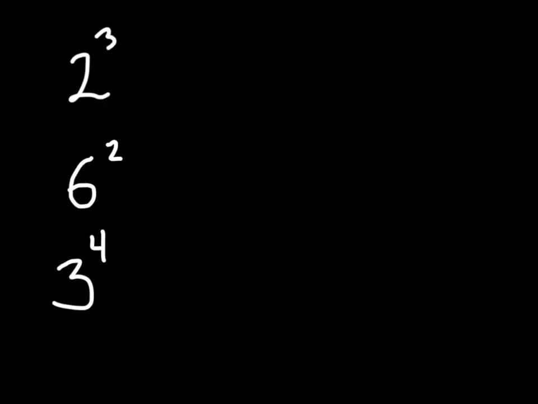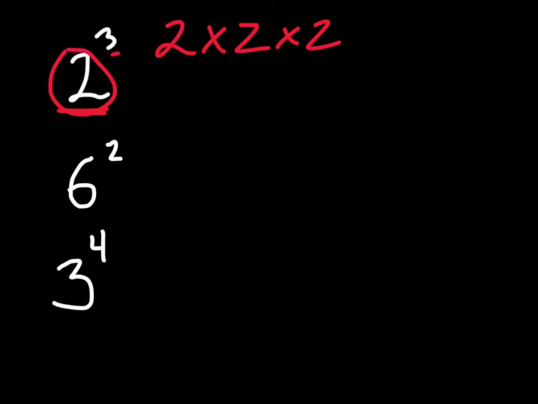Now that we know what these mean, we can solve them. In this first one here, we have 2, and remember the 3 there means cubed. So 2 cubed would be the same as 2 times 2 times 2. So 2 is my base number, and I'm going to multiply it by itself 3 times. 2 times 2 is 4, and now I just multiply it by this last 2, and I get 8. So 2 cubed equals 8.